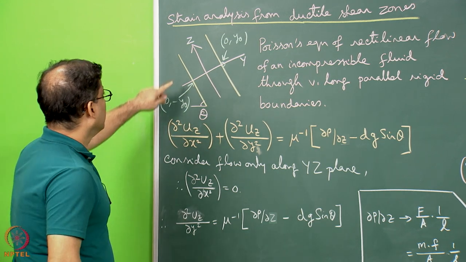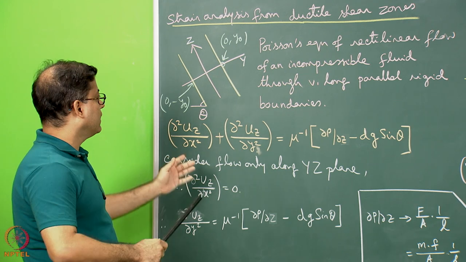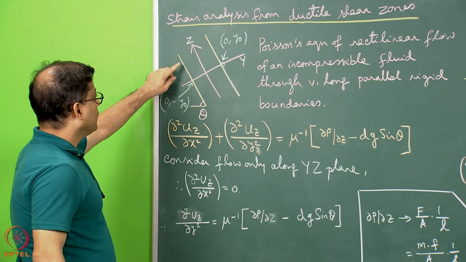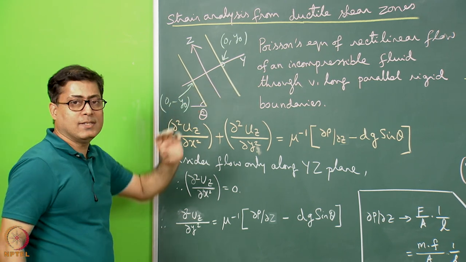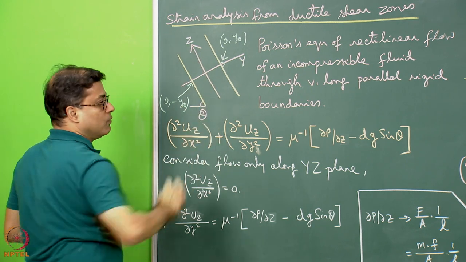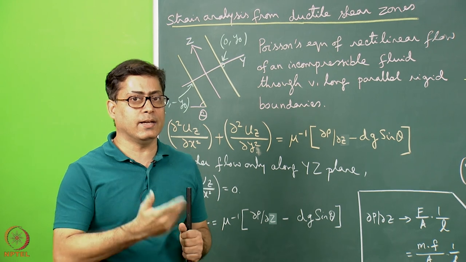Now we consider these two parallel yellow lines as the two parallel planes which are dipping towards the right hand side direction. The dip of the plane is theta. Imagine that these boundaries are rigid and there is a fluid inside, which is incompressible, which means it cannot be compressed and the density cannot be increased.